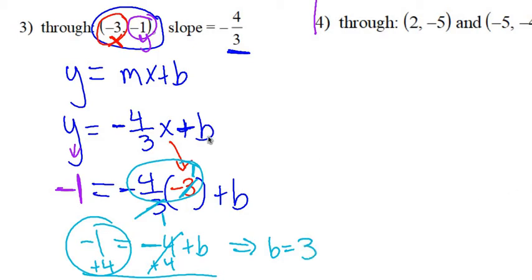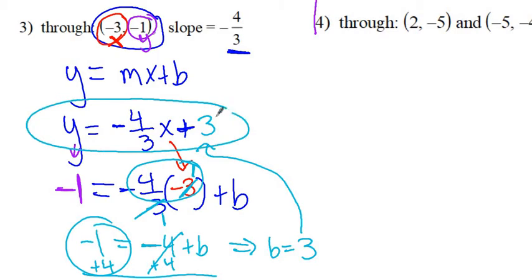So our final answer here, the equation for this line, is going to be negative 4/3 x. We'll just go back up here and put that in, plus 3. There's our equation right there.